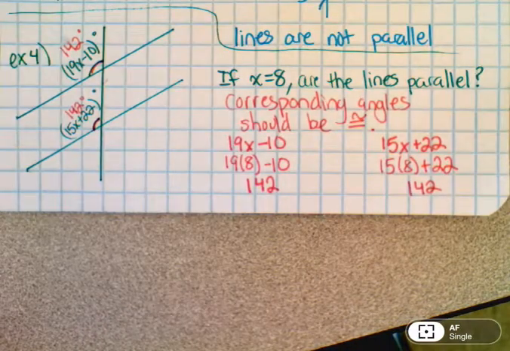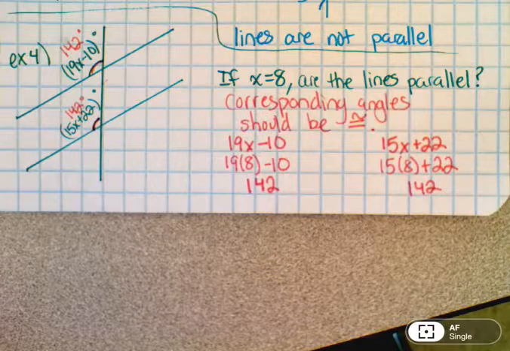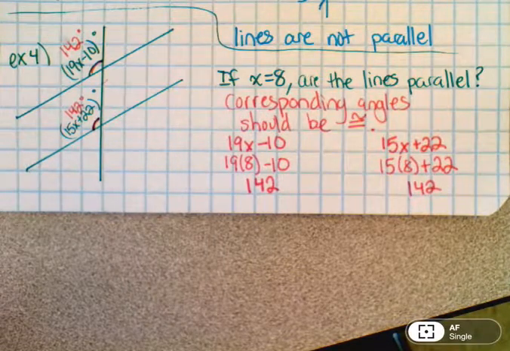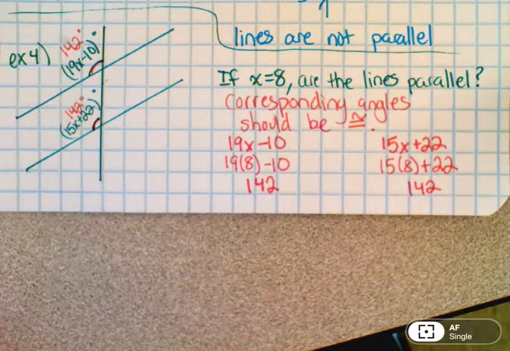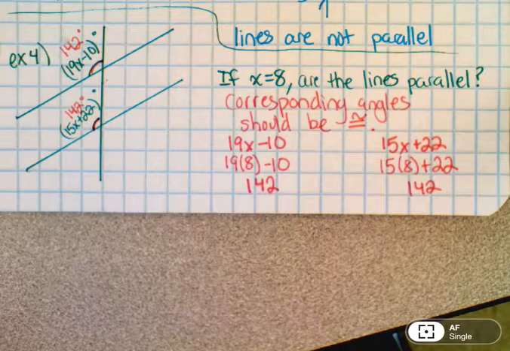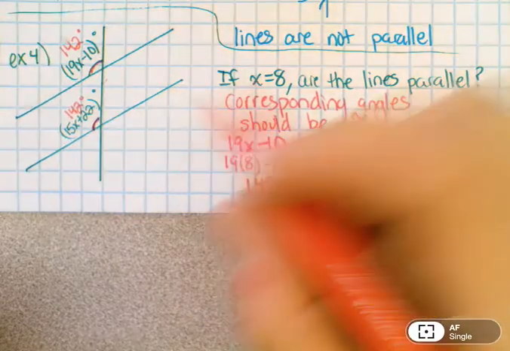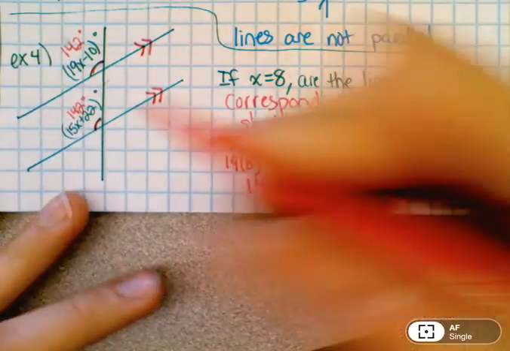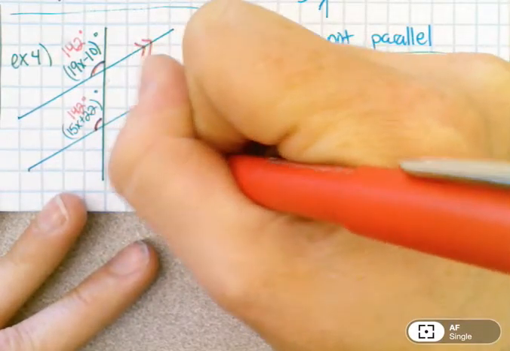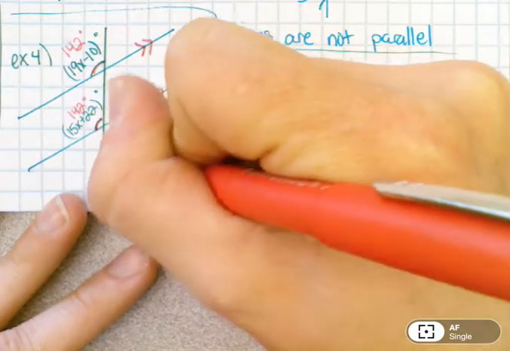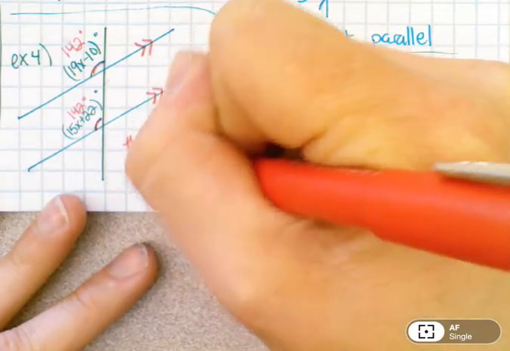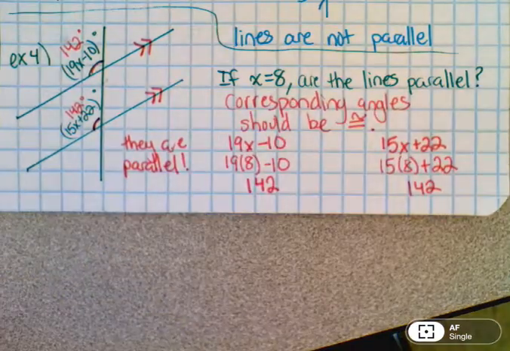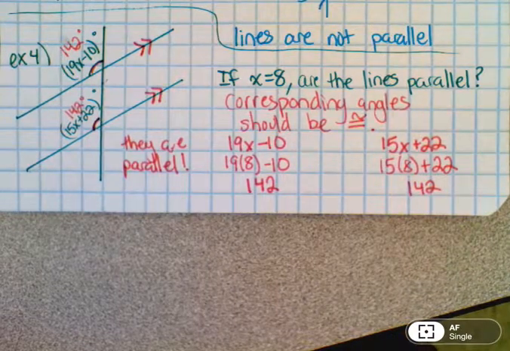So when x is 8, those two angles are congruent, and corresponding angles should be congruent for lines to be parallel. So by the converse of the corresponding angles theorem, these two lines are parallel, and we can put our little flags on them. Okay? And we should write somewhere, they are parallel.